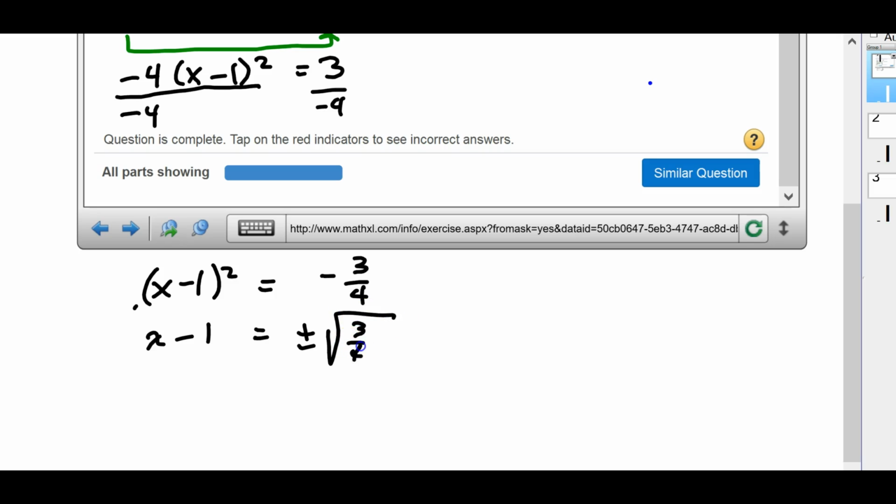Plus or minus the square root of negative 3/4 is equal to plus or minus i times the square root of 3/4. I'm going to write that this way: square root of 3 over the square root of 4. Now I'm going to replace the square root of 4 with 2.